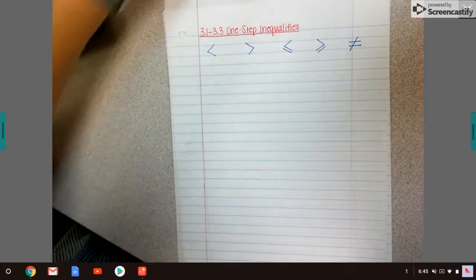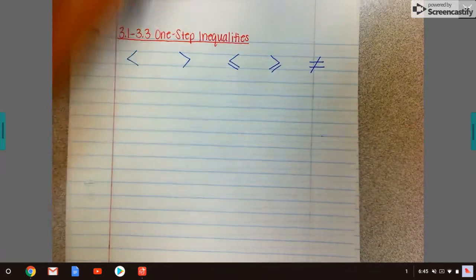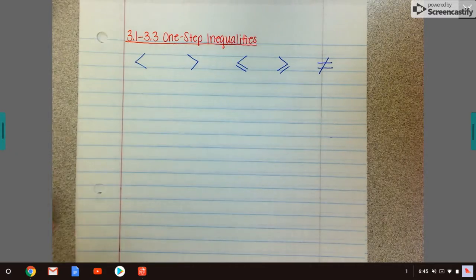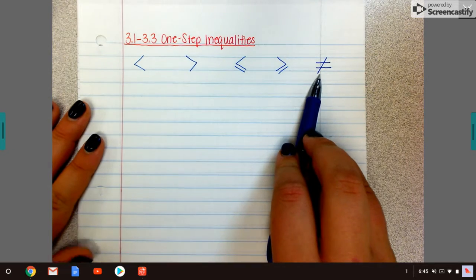We're going to take some notes on one-step inequalities. This is sections 3.1 through 3.3. So let's get started. First off, I want to mention the 5 different inequalities and their names.